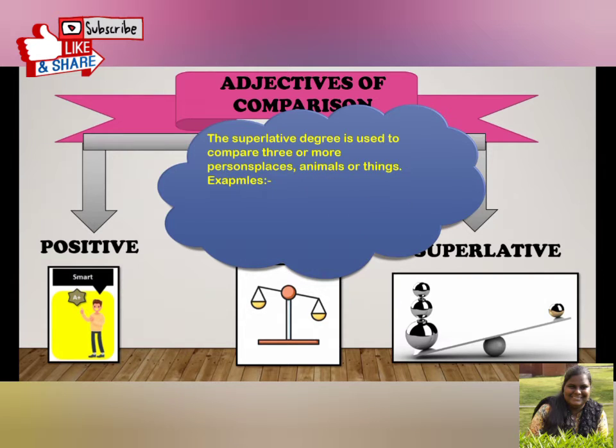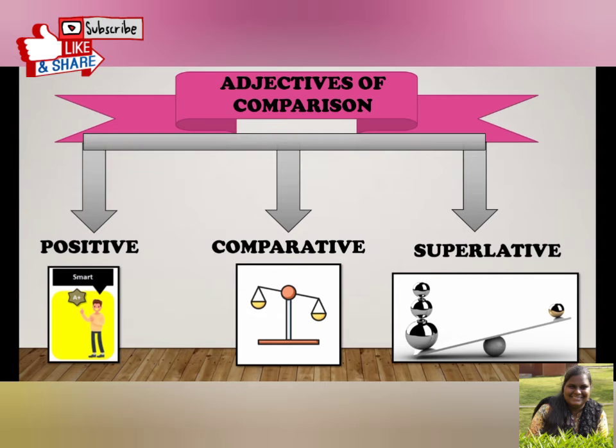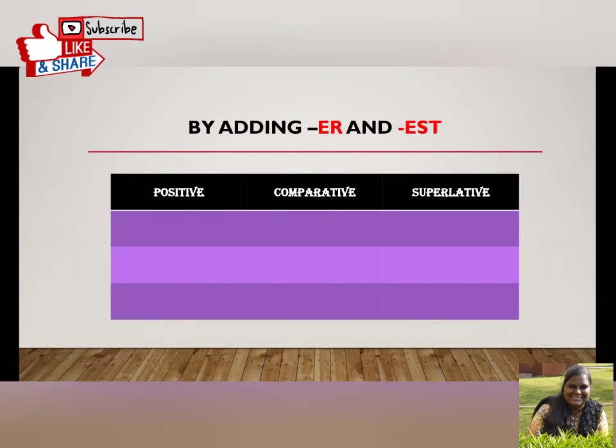Examples are: This is the smallest butterfly I have ever seen. So one butterfly is compared with all the butterflies here. The fox was the most cunning animal in the forest. In the forest, there are many animals, but the most cunning animal is the fox. I hope you have understood this. But there are some rules to write the positive, comparative, and superlative degree.